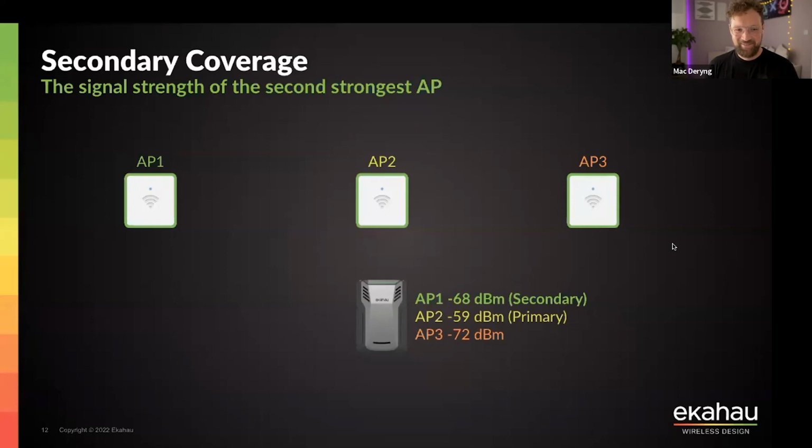Well, we've got the 3 access points here, and now AP1 is giving a signal strength of -68 dBm, AP2 is giving -55, and then AP3 is -72. So that means that AP1 is going to be providing that secondary coverage in this example. So there we go for our secondary coverage.